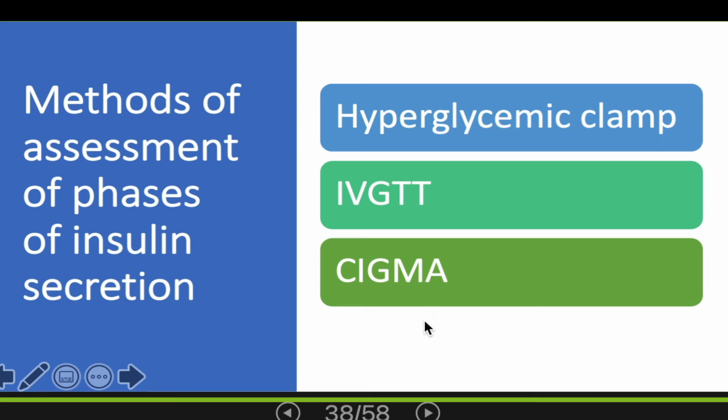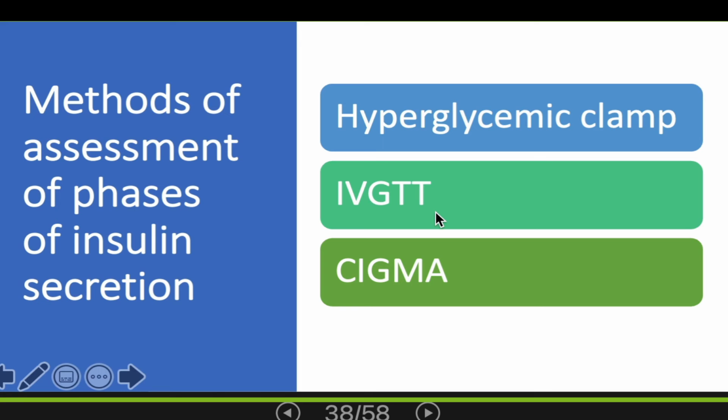So how can you assess the phases of insulin secretion? Remember, all of these have mainly historical importance or importance from a research point of view, rather than in real-life clinical practice. There are three very commonly talked about tests, not commonly performed. It is the hyperglycemic clamp. Remember, we talked about the euglycemic clamp. This is the hyperglycemic clamp. Then you have the IV glucose tolerance test.